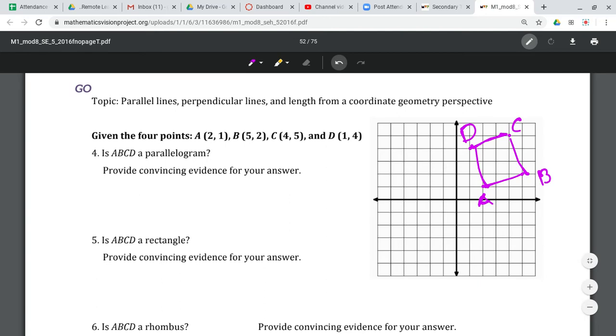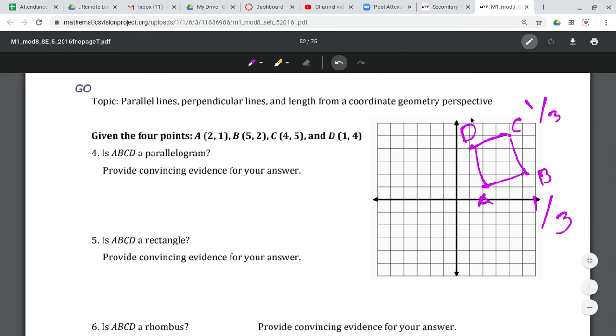So if we look at the side DC, we're going up 1 and over 1, 2, 3. So we have a 1/3 slope. If we look here at AB, we're going up 1 and over 1, 2, 3. So we also have a 1/3 slope. So these two sides, DC and AB, are parallel since they have a slope of 1/3.